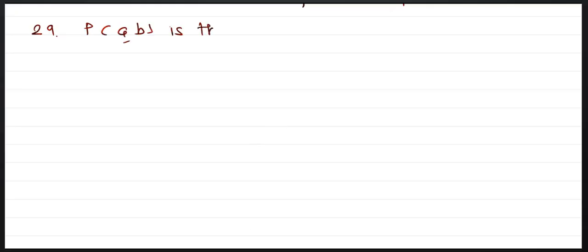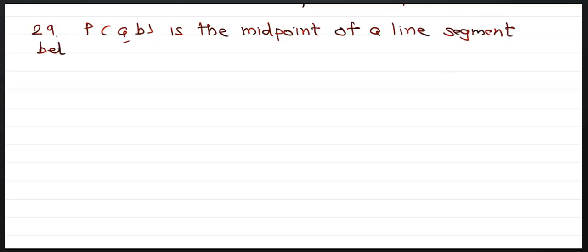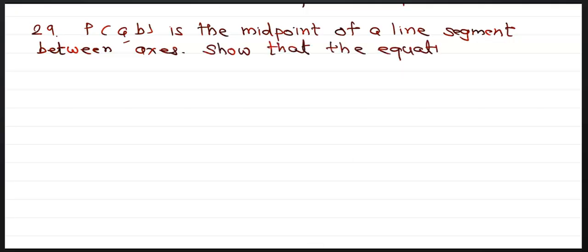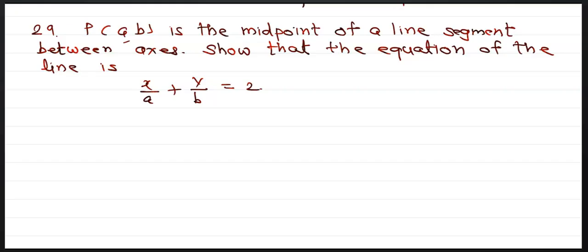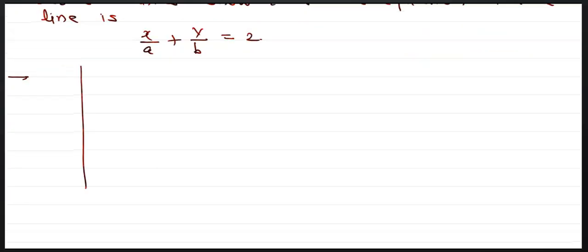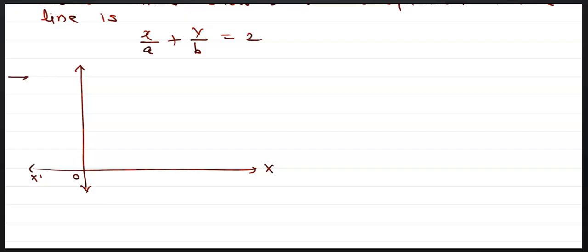Question number 29. P(a, b) is the midpoint of a line segment between the axes. Show that the equation of the line is x upon a plus y upon b equals 2.